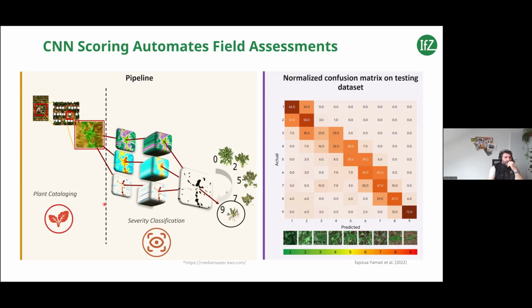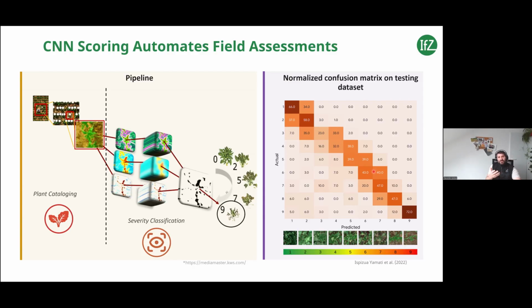Here we can see how the classifier performs. This is one of the result metrics, a confusion matrix. It shows strong diagonal agreement between the classes, but some uncertainties still exist, reflecting the challenge of gradual symptoms, because they are ordinal, with increasing severity levels. But in the end, we got the first plant scoring for this disease on sugar beet.